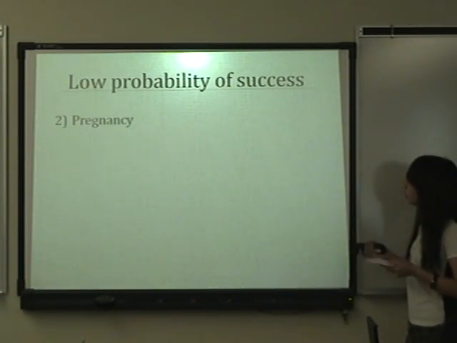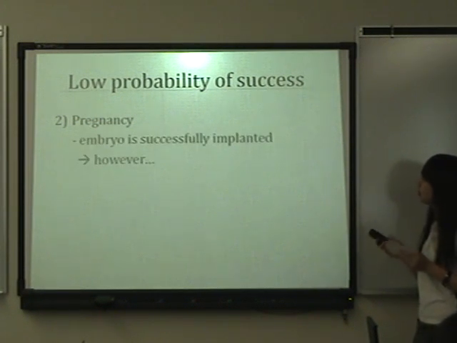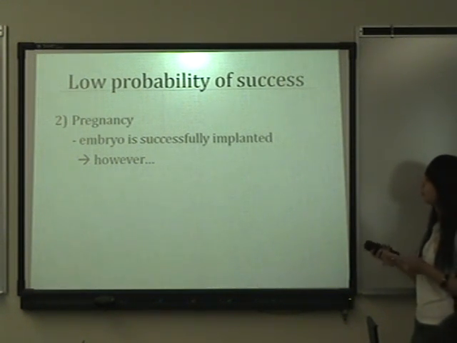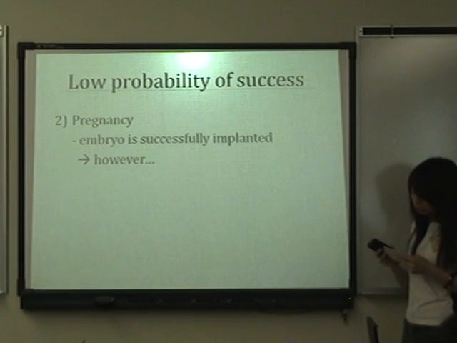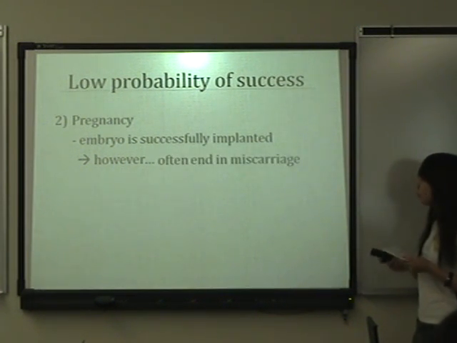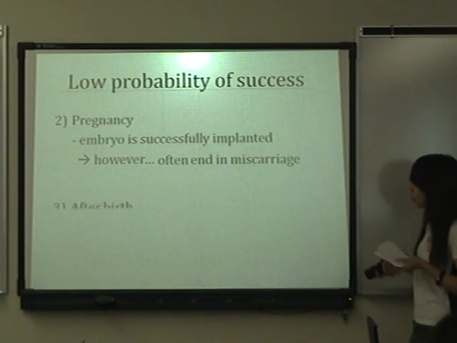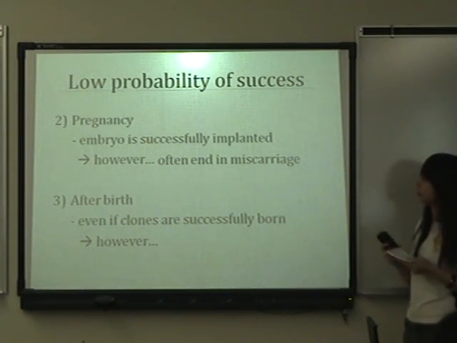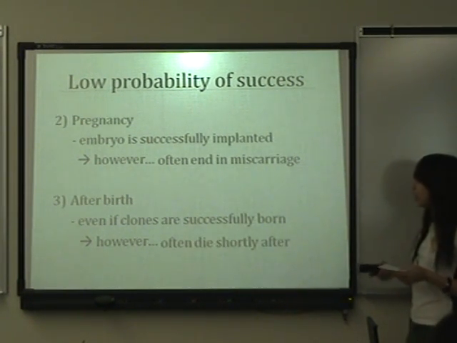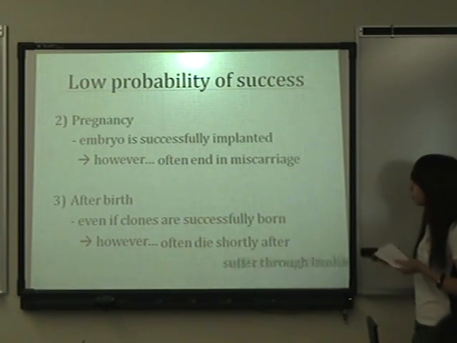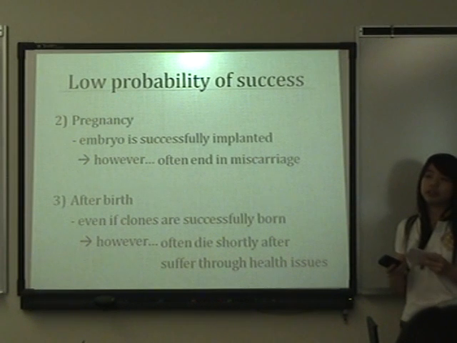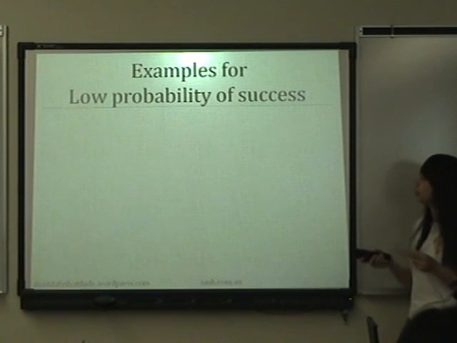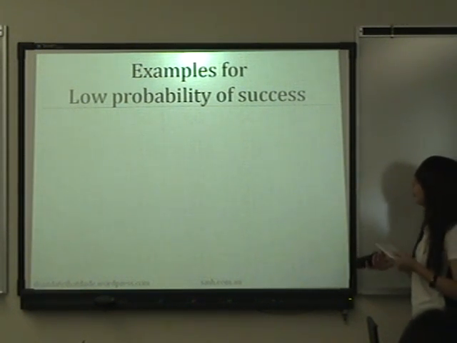And then there's the pregnancy process. Even when the embryo is successfully implanted into the uterus, they often end in miscarriage. And even if the clones are successfully born, they often die really immediately right after, or they suffer through health issues, which makes them die earlier too.